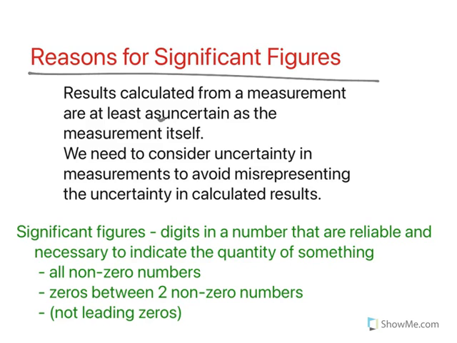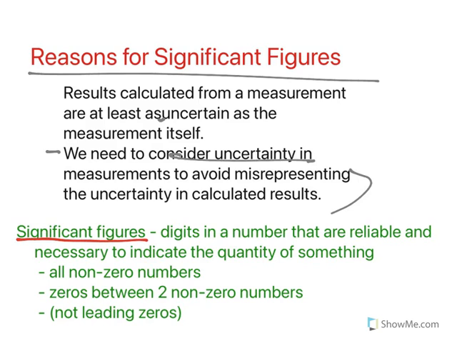When we're measuring things, we're prone to make mistakes. Whether they're large or small, they're still going to be maybe off a little bit. So we need to consider uncertainty in measurements to avoid misrepresenting the uncertainty in calculated results. That's why we use significant figures: to say we're going to accept and understand the uncertainty when we do the measurement. That takes care of the results that come after it.